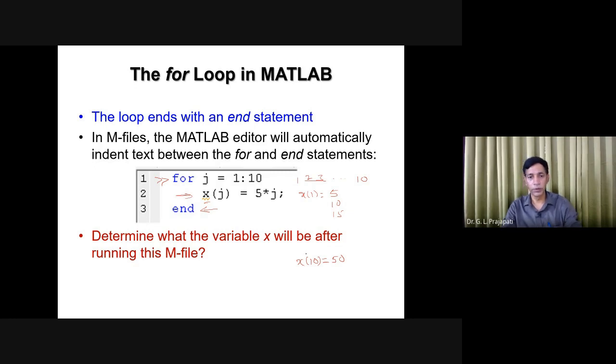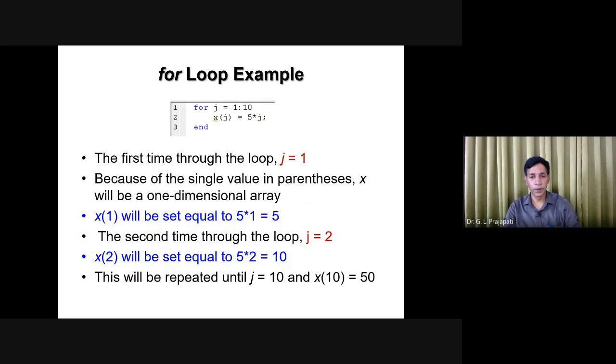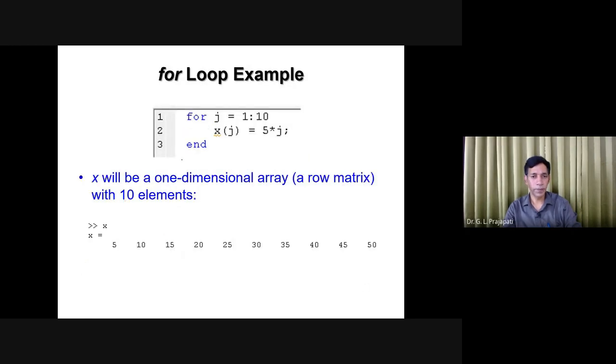This is the vector. So if you know that by default the increment is 1, and you know that you want to execute this 10 times, that's all. This is the purpose of a loop. Once you want to execute some statement or group of statements a specified number of times, you can use the for loop. The last value, x10, is equal to 50. So this is the answer.